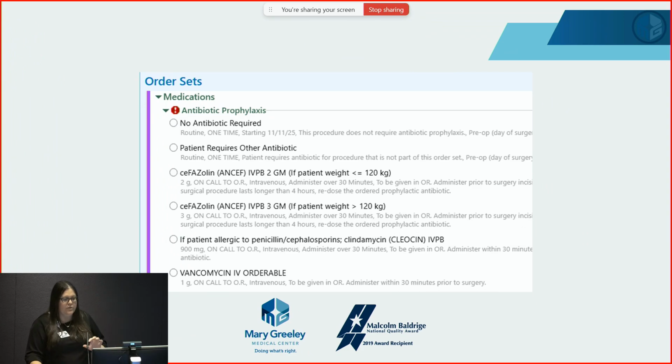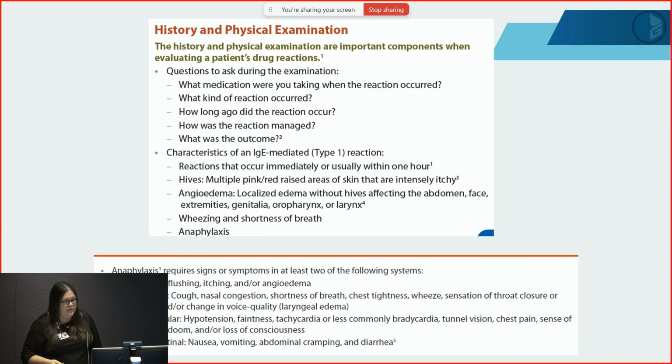You know, if you're a nurse assisting a provider and you just see penicillin allergy, you might just be apt to pick clindamycin based on the order set direction. So we can work on that.